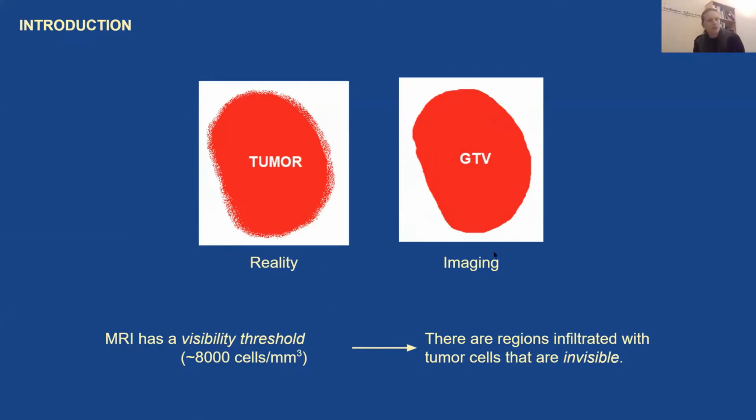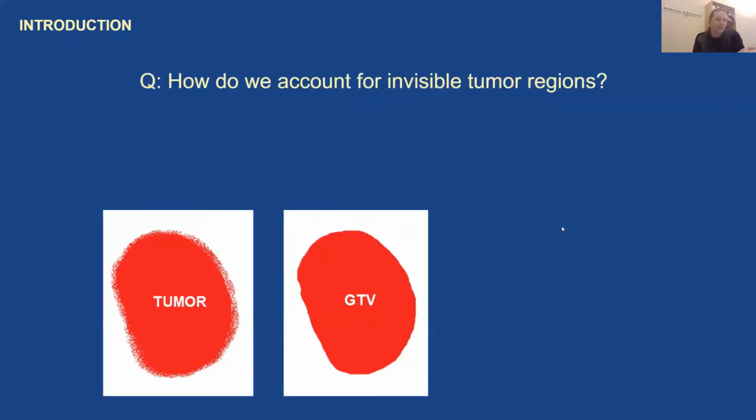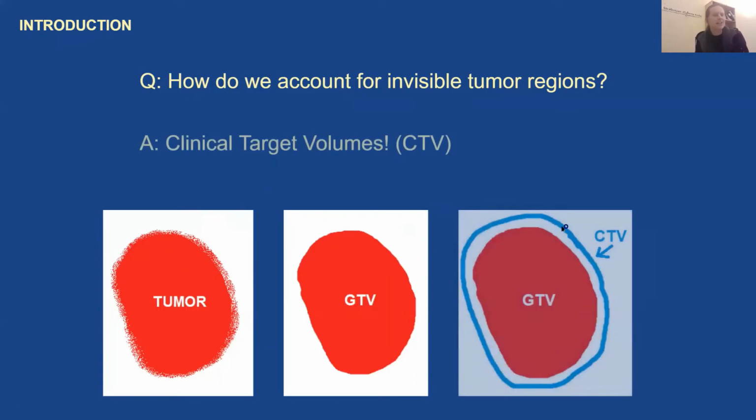So we see this. We know that there are tumor cells around this edge. What do we do to account for this? Well, the answer, I think you all know, is the clinical target volume. So we add a margin around the GTV, a couple of millimeters should do it, and then we can account for this microscopic invasion.